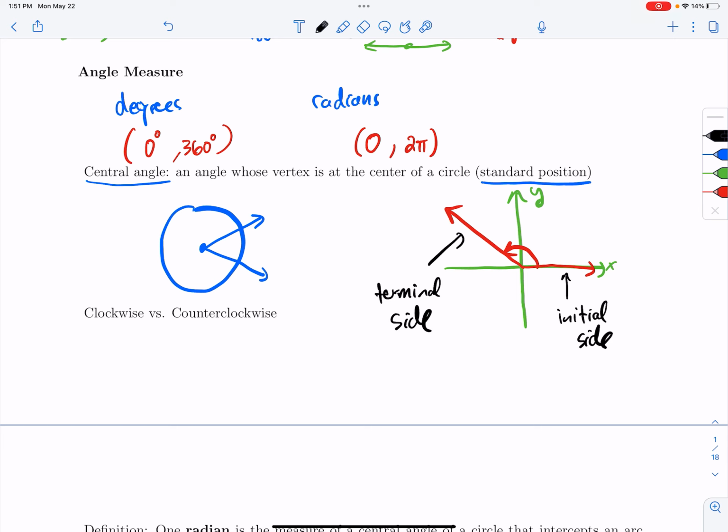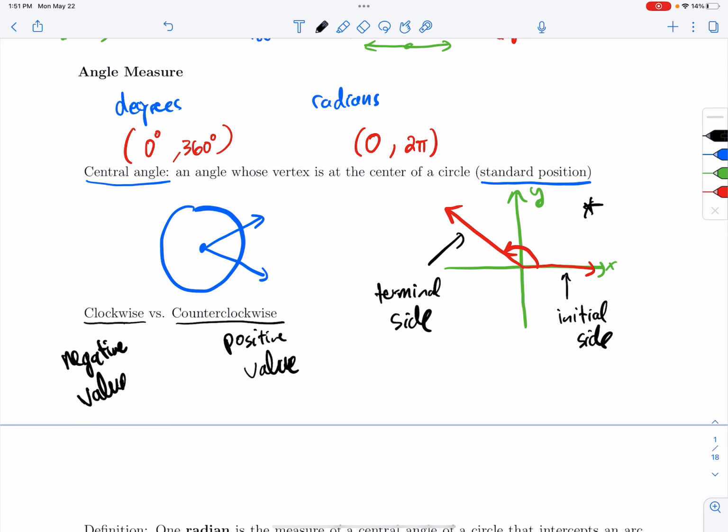Now, if we are rotating an angle clockwise or counterclockwise, that's going to determine whether the sign is positive or negative. So this angle that I drew up here is getting rotated counterclockwise. So that has a positive value. And then if it's clockwise, that will have a negative value. And this applies whether we're measuring the angle in radians or degrees.